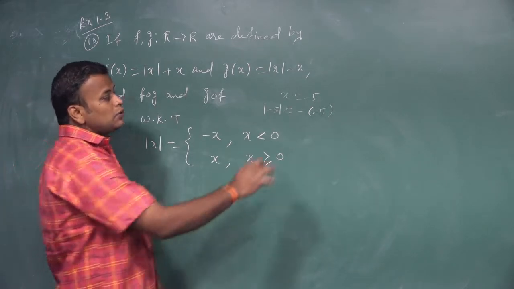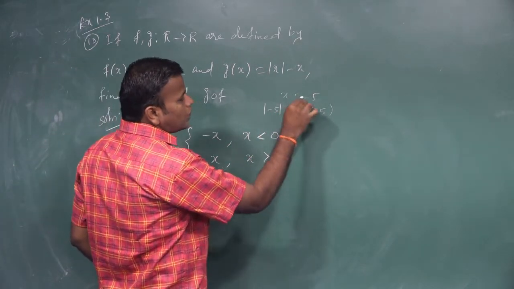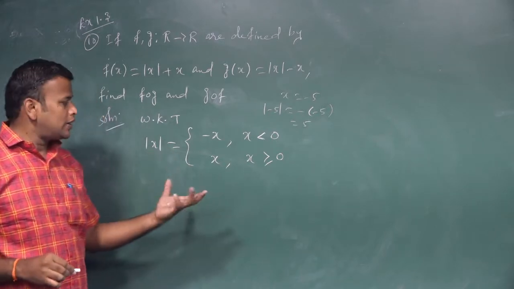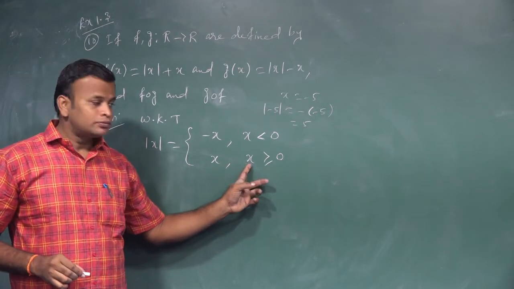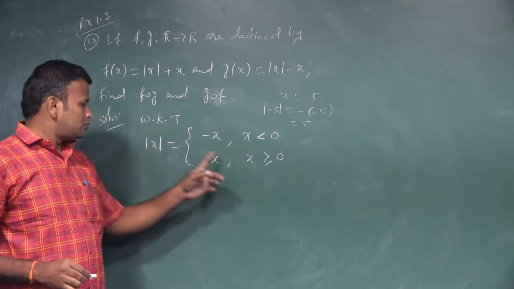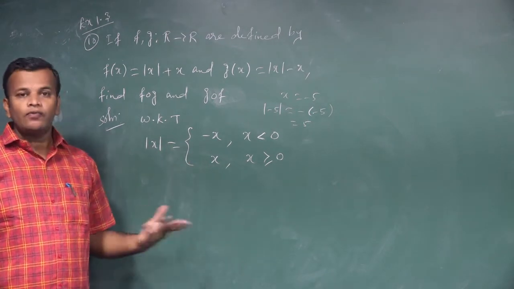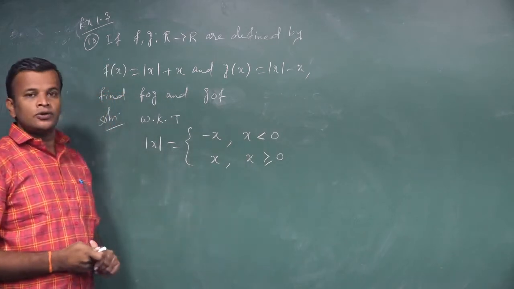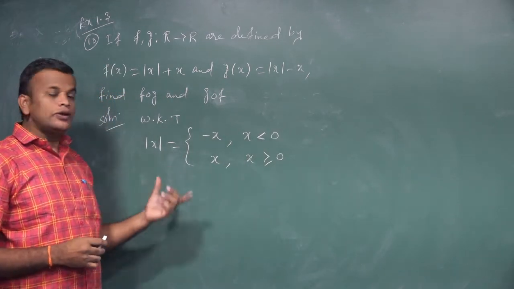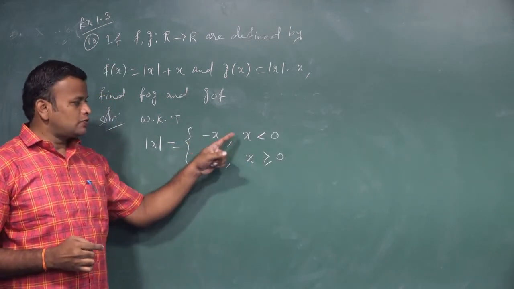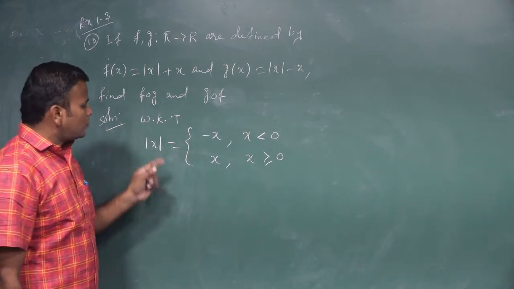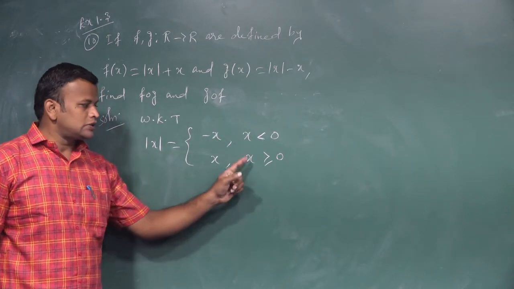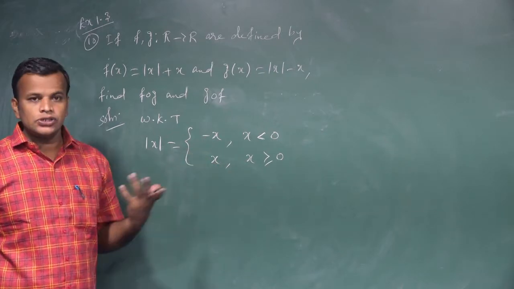Or suppose I replace the value of x with just 5. The value of x, 5, is more than 0. So the value of |5| is directly 5. So this is a working rule to find the modulus of any value. So |x| has two values. The value is -x when x is less than 0. The value of |x| is x when x is greater than or equal to 0.